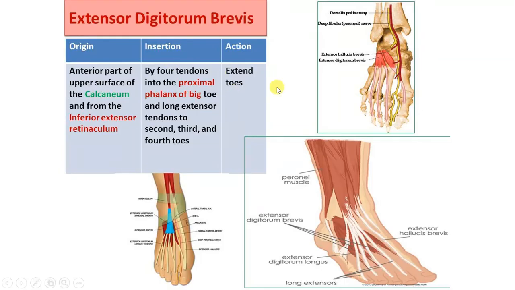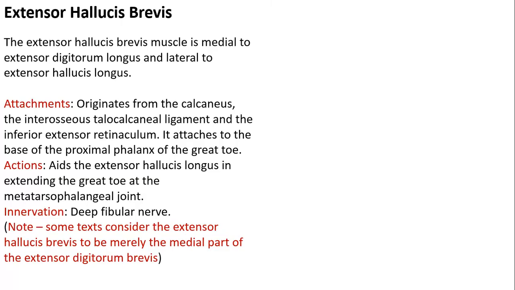So here we see the extensor digitorum brevis again, the slide showing its origin from the anterior part of the upper surface of the calcaneum and from the inferior extensor retinaculum, with four tendons: into the proximal phalanx of the big toe and the longer tendons of the second, third and fourth toes. Not the fifth one. It extends the toes at the metatarsophalangeal joint. Extensor hallucis is considered the most medial part of the extensor digitorum brevis, so the origin is the same, the action is extension of the metatarsophalangeal joint of the big toe, and the nerve supply is the deep peroneal nerve.